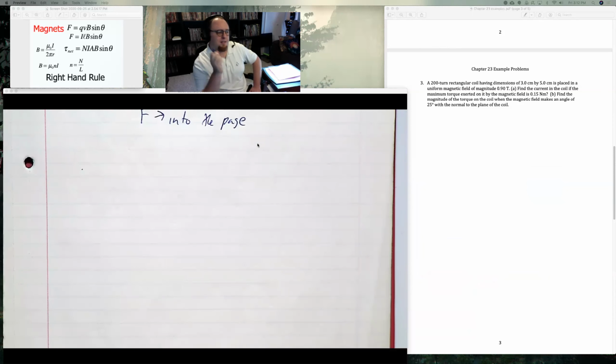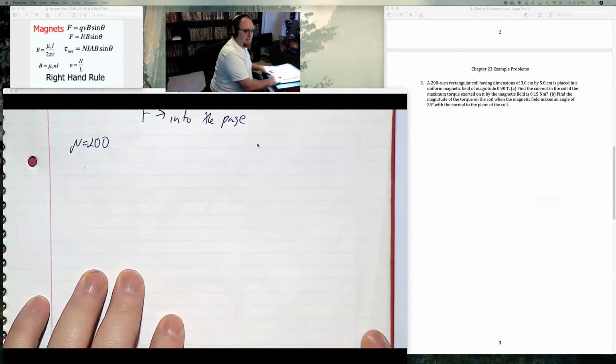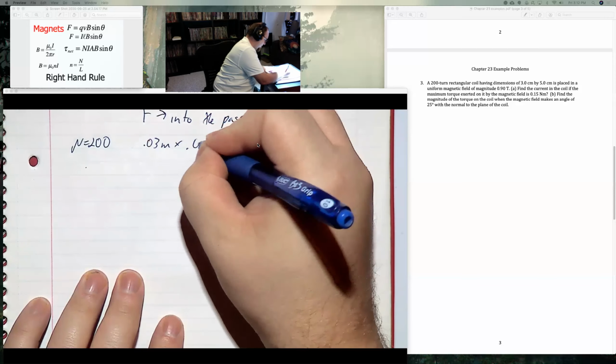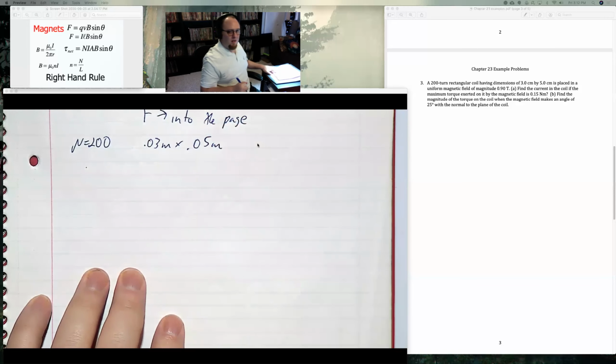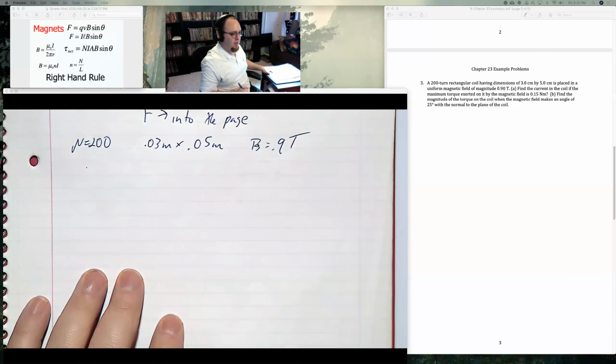So what this one says is there's a 200-turn rectangular coil having dimensions of 3 centimeters by 5 centimeters, placed in a uniform magnetic field of 0.9 Tesla. Find the current in the coil if the maximum torque exerted on it by the magnetic field is 0.15 Newton meter.